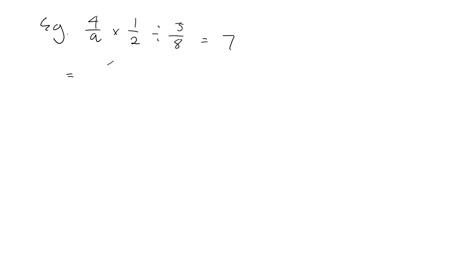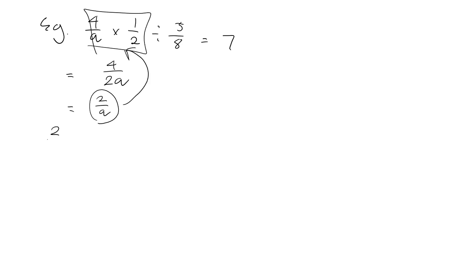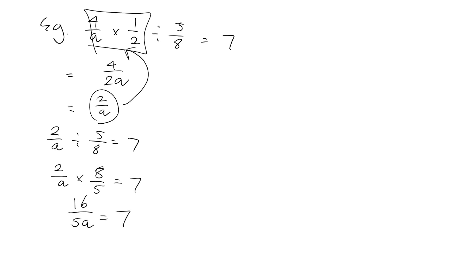Now let's multiply 4 over a times half. So that will be 4 over 2a. We can simplify this fraction by dividing the numerator and the denominator by 2. So it will be 2 over a. So the equation is 2 over a divided by 5 over 8 equals 7. We times 2 over a by the reciprocal of 5 over 8, which is 8 over 5. We multiply horizontally, 16 over 5a equals 7.